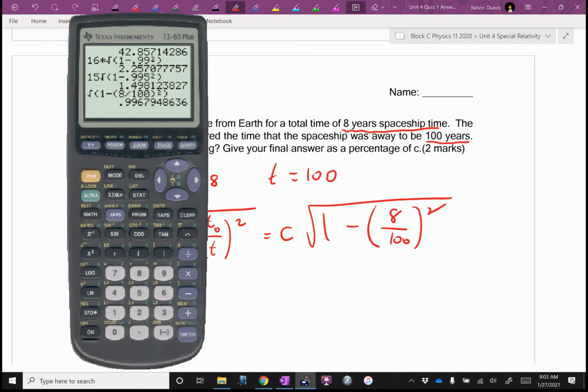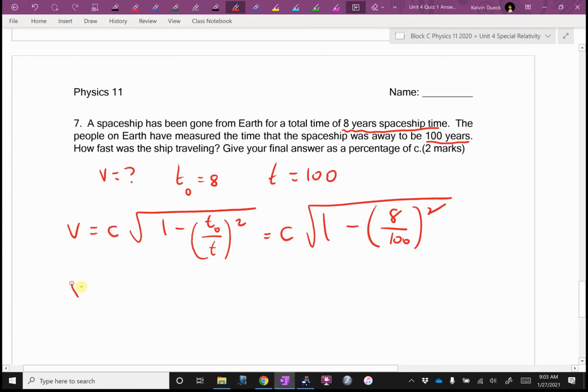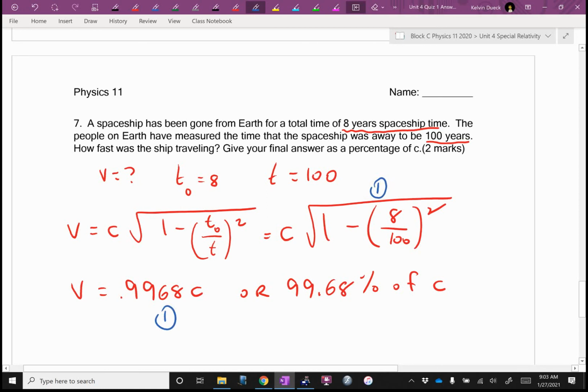And I get 0.996. You know, that 7 is probably a good place to round off because right next to it is a 9. So 0.9968. Or 99.68% of the speed of light. So if you wrote your answer like that or like that, I would give you 2 marks. I don't care. So it would be 1 mark for that and then 1 mark for the answer.